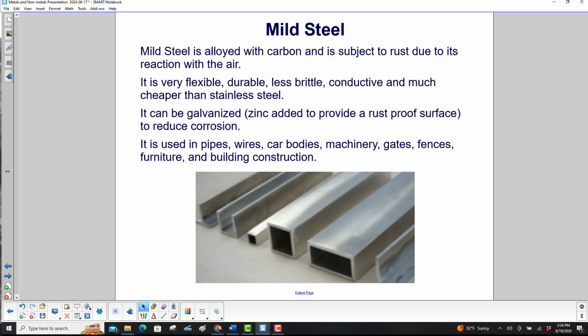Mild steel is alloyed with carbon and is subject to rust due to its reaction with the air. However, it is very flexible, durable, less brittle, conductive, and much cheaper than stainless steel. It can be galvanized. That's where zinc is added to provide a rust-proof surface to reduce corrosion. It is used in pipes, wires, car bodies, machinery, gates, fences, furniture, and building construction.